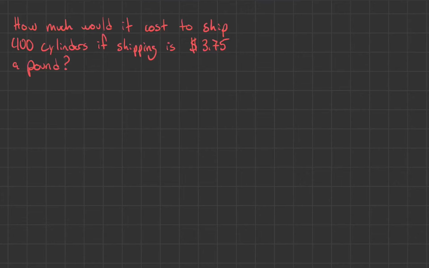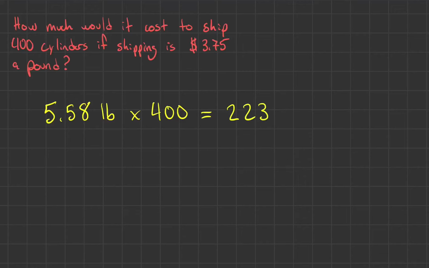Okay, so we know that each of these weighs 5.58 pounds, and we've got 400 of them. So if we have 400 of them, we're just going to multiply that by 400, and it's going to give us 2,232 pounds. Okay, so that's how much 400 of them weighs.